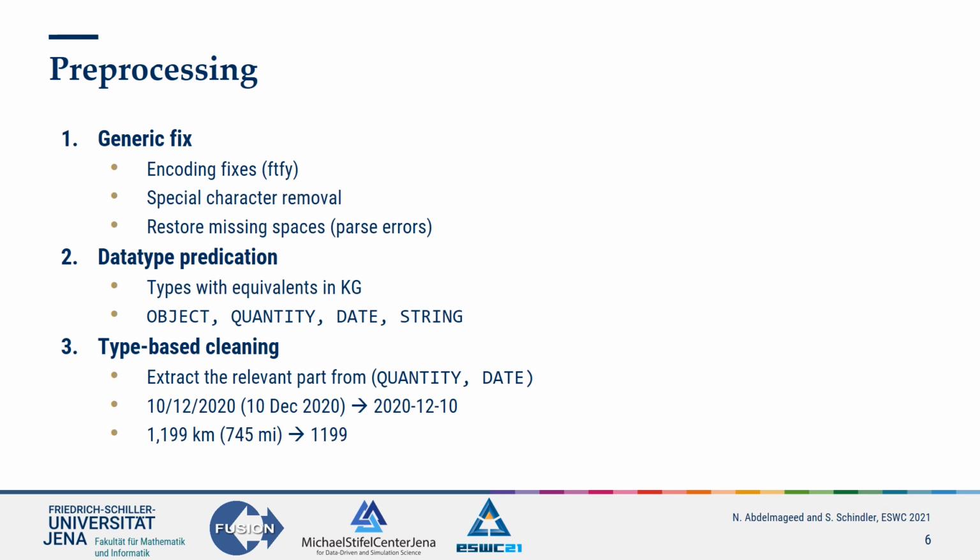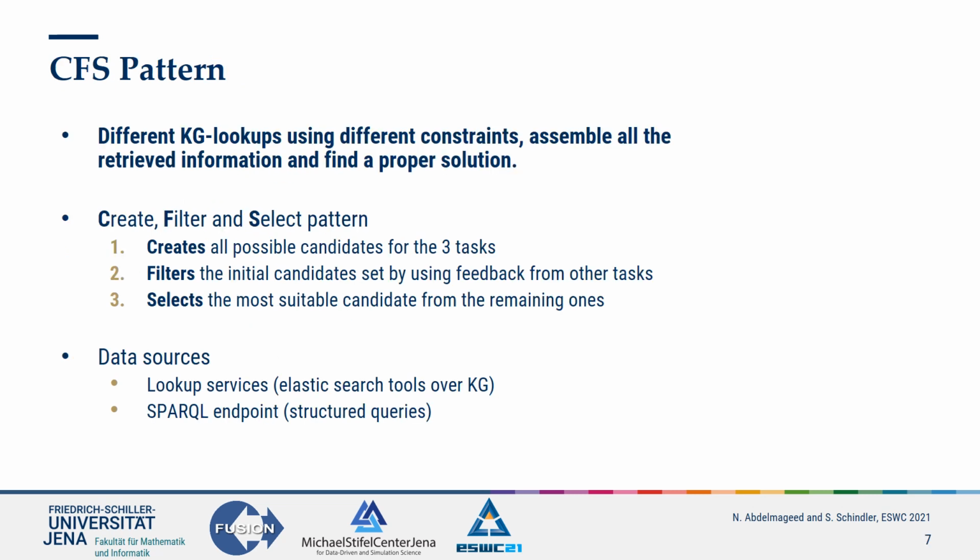In the following, I will explain our preprocessing, the CFS pattern, the used context, and the architecture. Preprocessing involves 3 tasks: generic fixing, including encoding fixes, data type prediction, which is limited to those types of Wikidata. Finally, type-based cleaning as a further cleaning step for dates and quantity types. The CFS pattern has 3 stages as follows: create all possible candidates for the 3 tasks, filter the initial candidate set by using feedback from other tasks, select the most suitable candidate from the remaining ones.